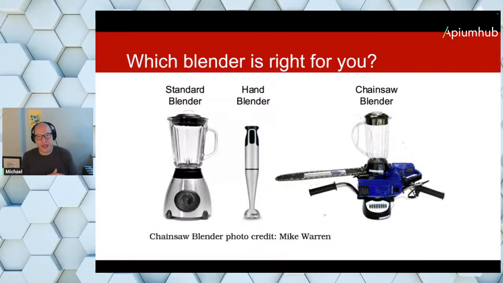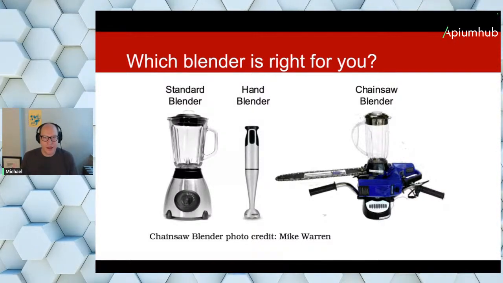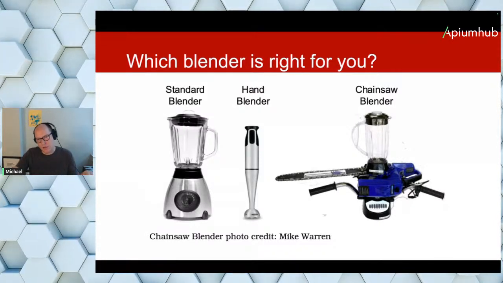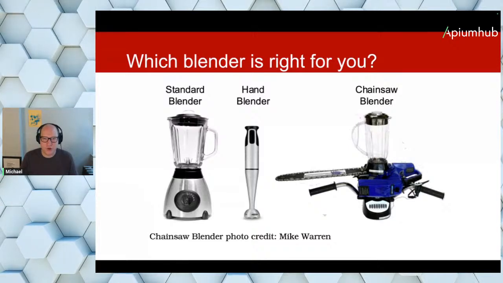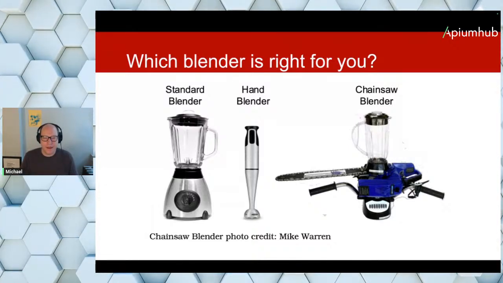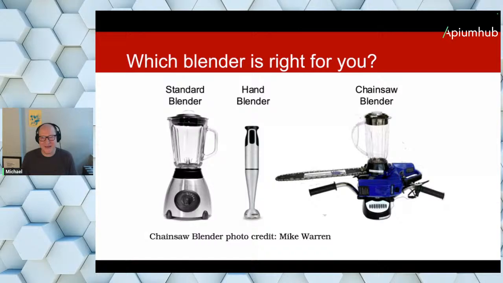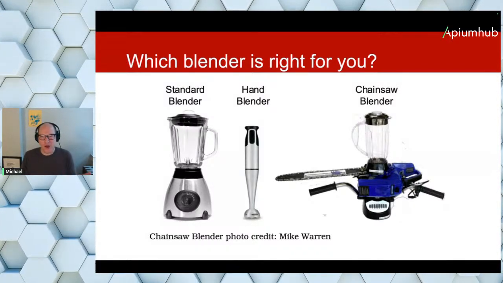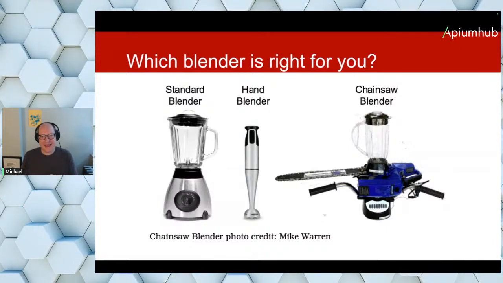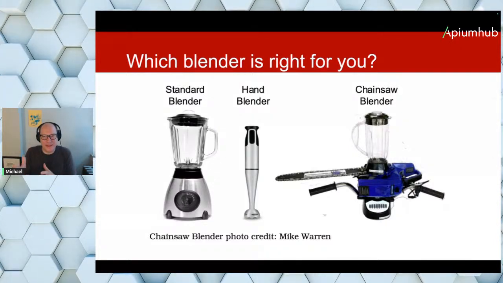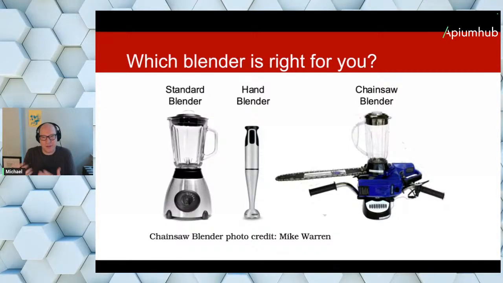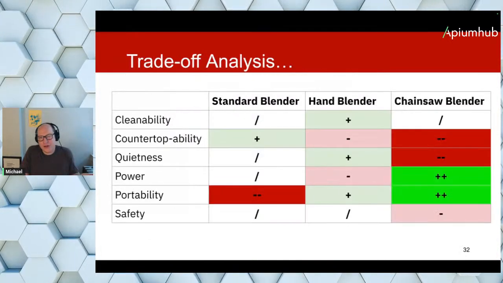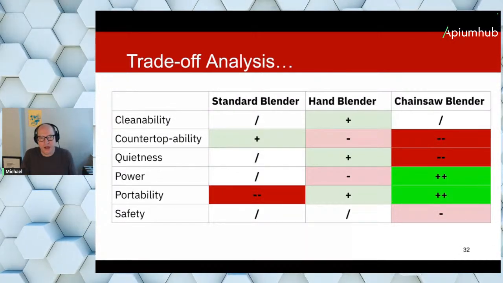So maybe we would go with the standard kind of blender, right? Or the hand blender, or my all-time favorite, the chainsaw blender with the motorcycle throttle that allows you to control the power that you're putting out to it, which is a real blender, by the way, powered by a gas engine. All right, they all blend, right? These all blend, but as you can see, the characteristics of each of these things, the properties that they each promote, are very, very different, right? Now we can start to talk about trade-offs. We can do some simple trade-off analysis with these things, right?